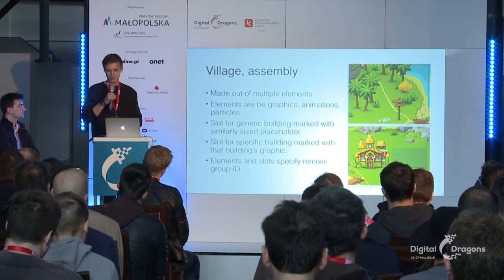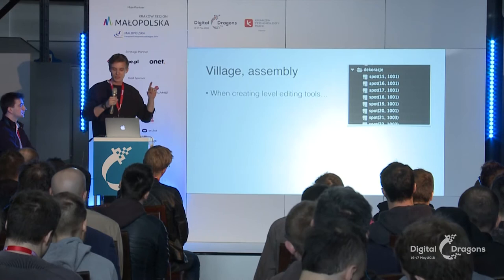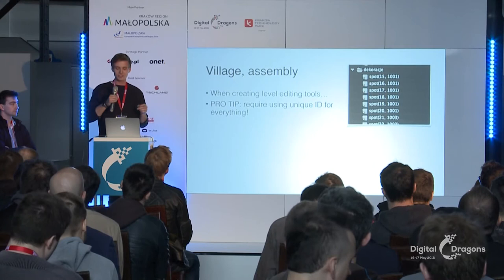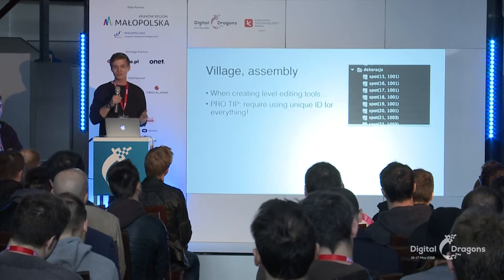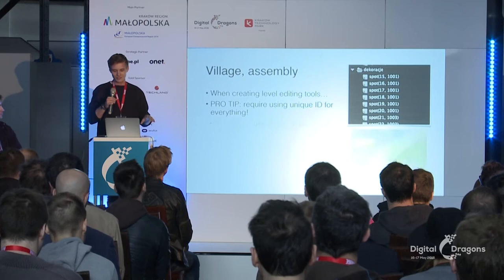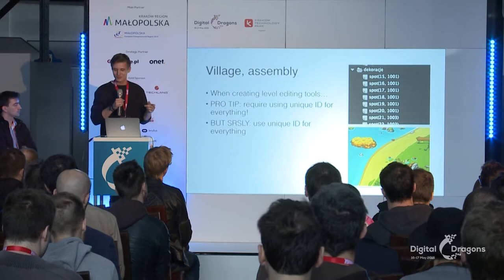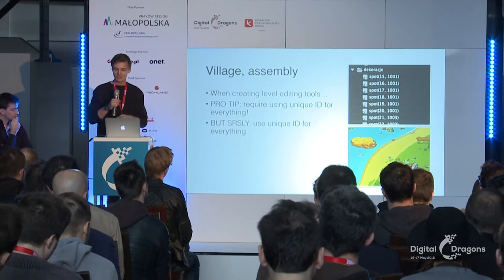Also, this is important. When creating level editing tools, remember that everything you place in your editor needs to have some type of unique ID. Either force using them on your artist and make some validation code for it, because you know, artists, or generate it somehow if it's possible. It's the only way to stay safe, because we had this one thing where we didn't use unique IDs for slot IDs, and when the count and order of slots was changed, everything started to appear in random places. You can see here a ship on land and fields on sea.